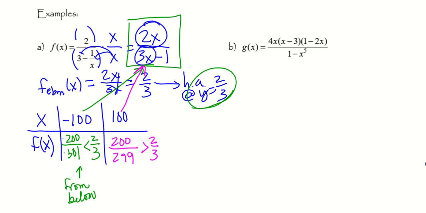And since that number is bigger than 2/3, that tells us that on the right end, we're going to approach our horizontal asymptote from above 2/3. We'll put that together when we graph tomorrow. Let's look at our next example.